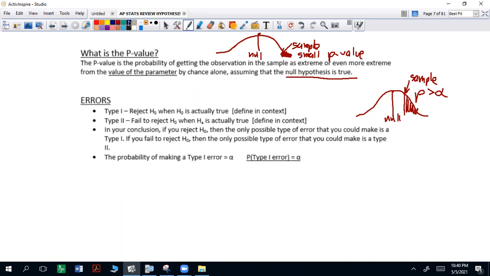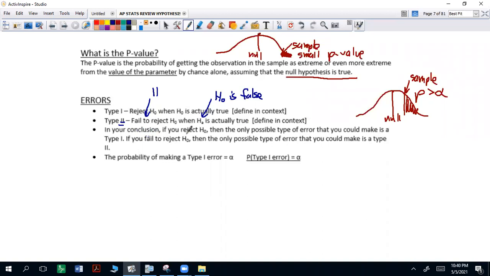You can make errors, of course. You can reject the null when it's true, and you can fail to reject the null. Type 1 is reject the null when it's true, defined in context. Type 2 is fail to reject the null when the alternative is true, or when H0 is false, is another way to say it too.